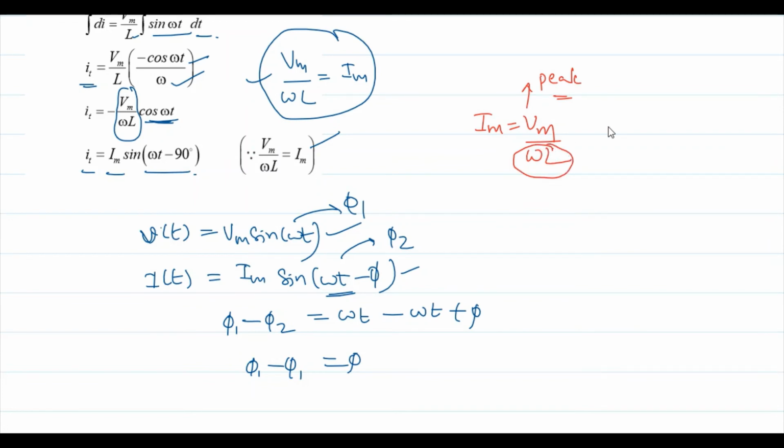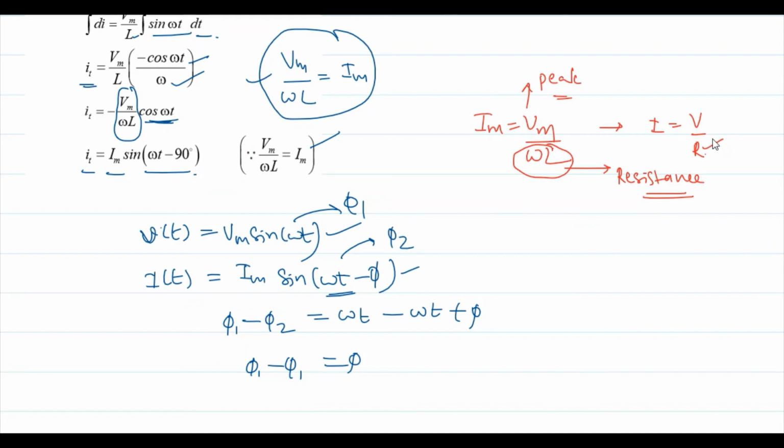Omega L, if you see Ohm's law, I is equal to V by resistance or opposition, V by R. If you compare these two equations, omega L actually plays the role of a resistance. Resistance is nothing but the opposition offered by that particular component. In case of resistance, that we represent as R, that is the opposition offered by that particular component.